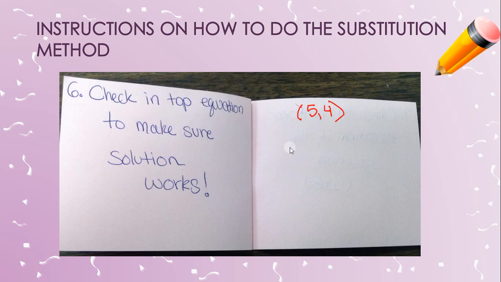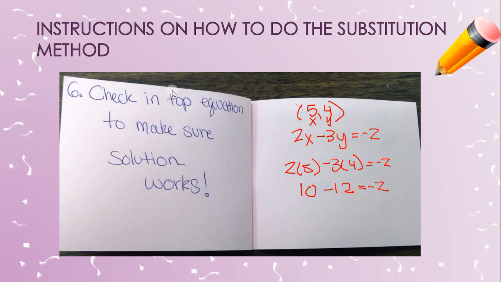So the top equation, the one that we were given first, was 2x minus 3y equals negative 2. So here's my x, here's my y. Wherever I see an x, I'm going to plug in a 5, and wherever I see a y, excuse me, I'm going to plug in a 4. So 2 times 5 minus 3 times 4 equals negative 2. 2 times 5 is 10. Negative 3 times 4 is a negative 12. So 10 minus 12, that is a negative 2. And I know negative 2 is equal to negative 2. So that checks out. That works perfectly.